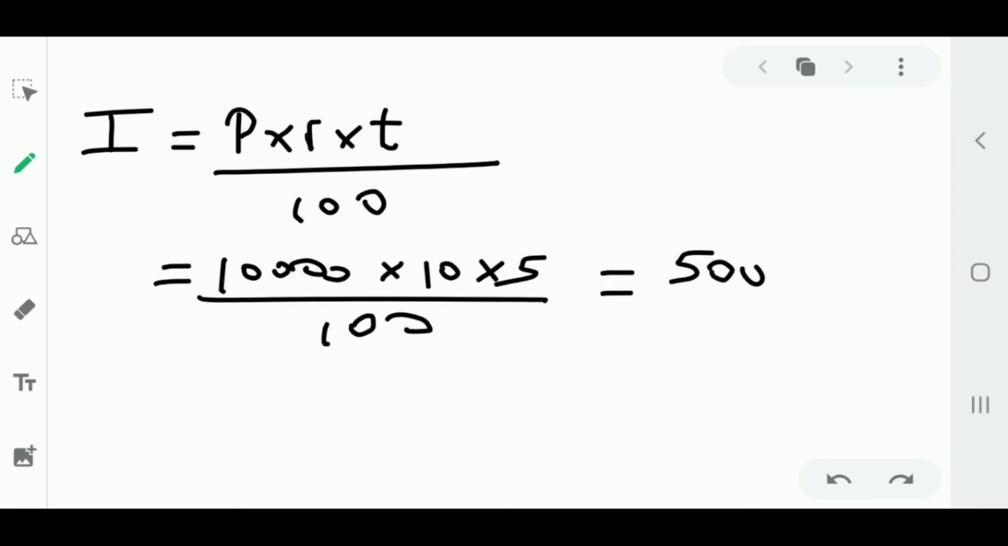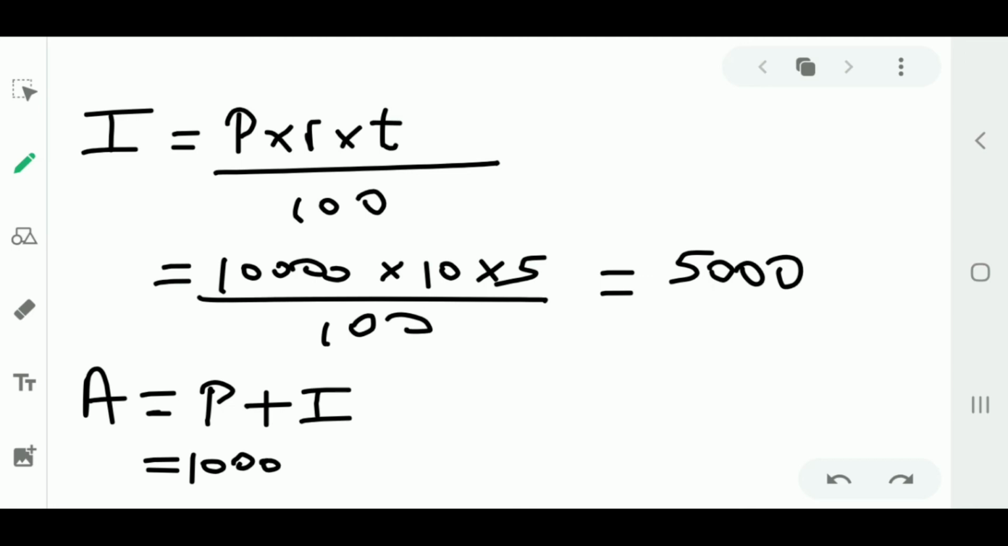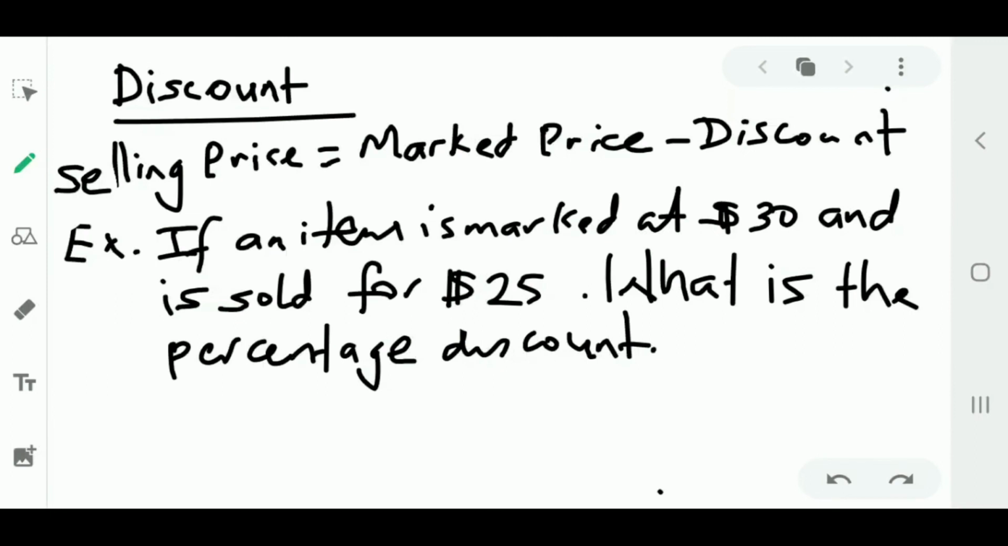equals 5,000. So A is equal to P plus I. So we just found I, and we know what the principal was. So the principal was 10,000, and I is 5,000. So that means the total is $15,000. Now we're going to do discount.